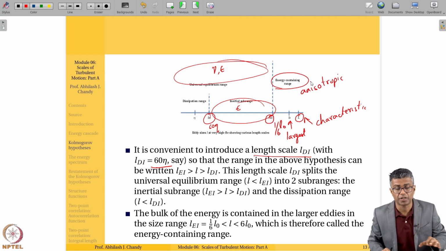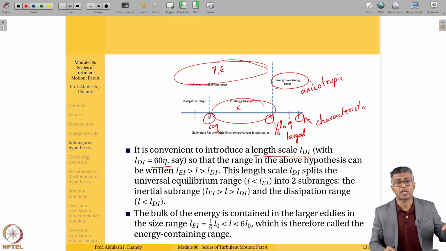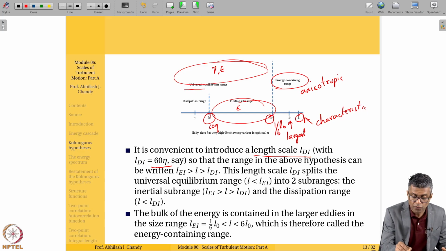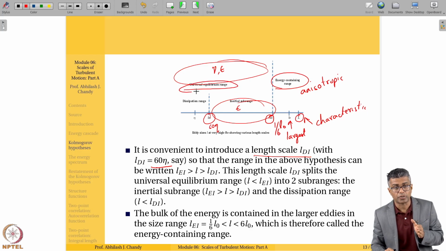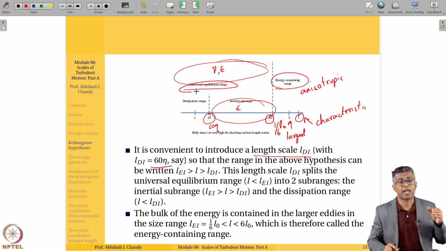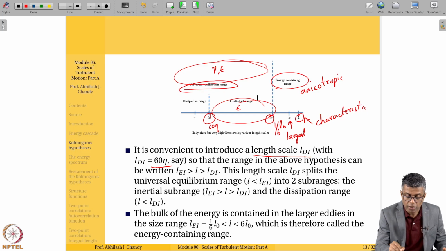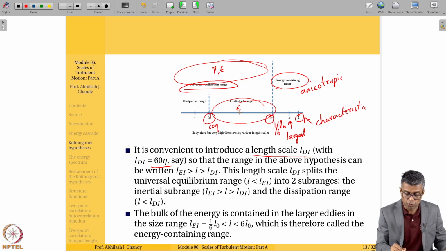Everything less than the energy containing range, less than L_EI, or less than 1/6 L0, is the small scale, statistically isotropic and universal. So that is the universal equilibrium range. Then I have this L_DI demarcation, which divides the universal range itself into two. One is dependent only on epsilon, whereas the other is dependent on both epsilon and nu. So this range here, the inertial subrange, is the range that is dependent only on epsilon. That is what we mean by this.